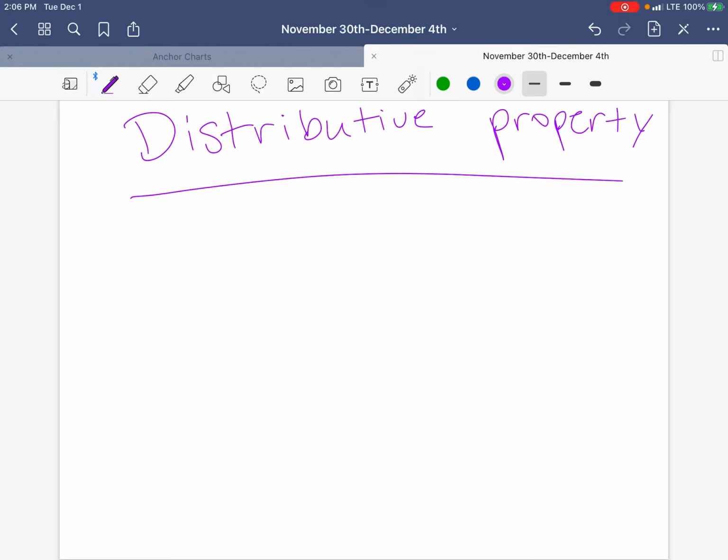Hey guys, so today we're going to talk about the distributive property with multiplication, okay? If you are ever given an equation, let's say 13 times 2, and you don't know what that is, you need to decompose the number that is harder to count by. We're going to decompose and distribute it to be able to solve this problem easier.